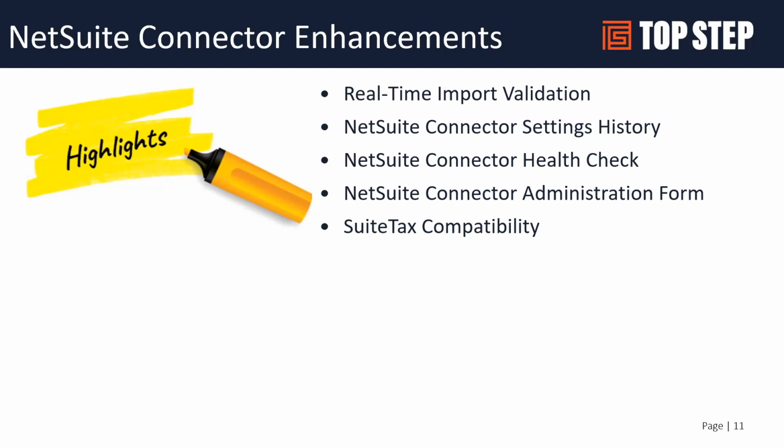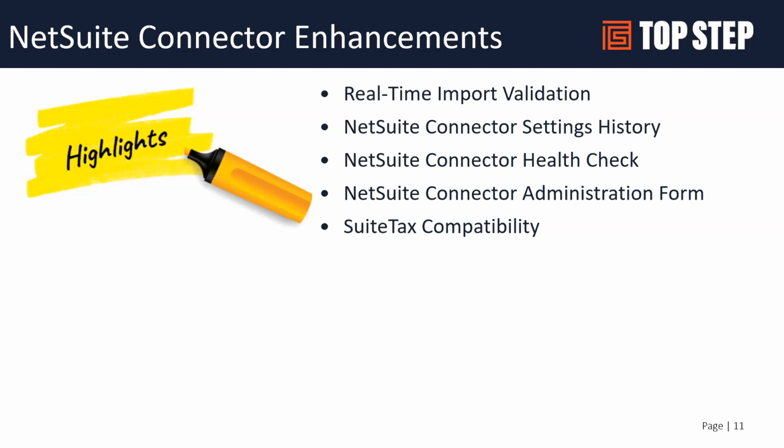The connector settings history is really useful. With the last release we had the admin form that was available to be updated. We can now go through and view those changes that have been made, who made them. It's going to be something that's really useful for an audit of that connection. If something's no longer working as it should have been, you can go through and see if a change was made to see if that's the cause of the integration not working the way that it had been before. The connector health check is going to be really great as well.